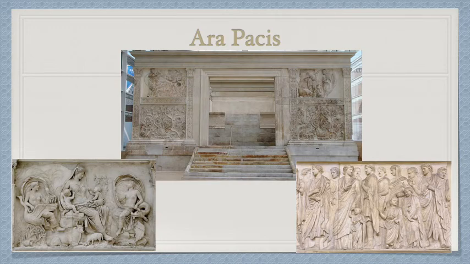Now, the panels on the north and south show processions of the imperial family and important dignitaries. This obviously was inspired by the Ionic frieze at the Parthenon. And here's an image of this on the bottom right. This makes a political as well as an artistic statement. In fact, you can actually find some recognizable historical figures within this.